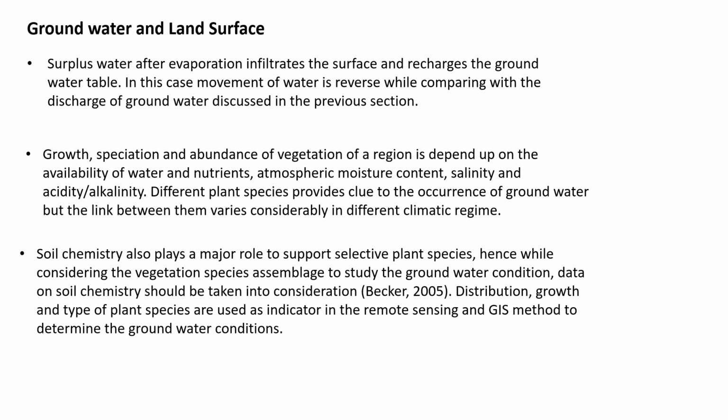Distribution, growth, and types of plants are used as an indicator in remote sensing and GIS methods to determine the groundwater table. It explains how surplus water after precipitation infiltrates the ground through the soil, which recharges the groundwater. And if we increase the surplus water infiltration to the ground, we provide a vegetation cover such as plants, allowing maximum infiltration of water through the soil.